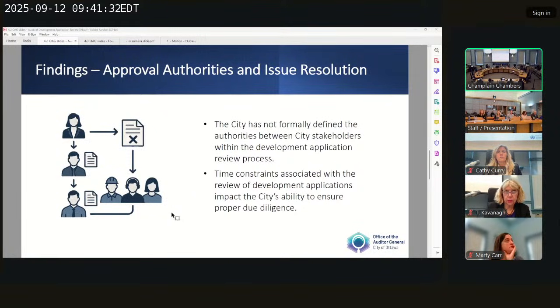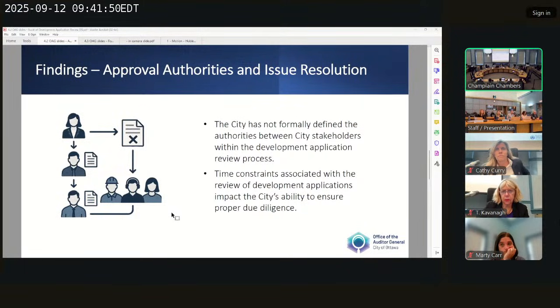Additionally, without this documentation, situations where the file lead overrides the comment or decision may also not be supported. Ultimately, this increases the risk to the city that the city cannot demonstrate that it completed the necessary due diligence to enable the file to proceed to the next step in the process.